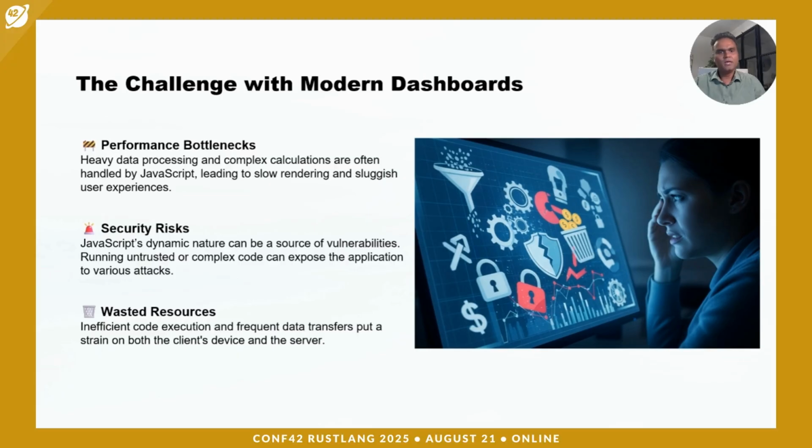Security risks. JavaScript's dynamic nature can introduce vulnerabilities. Running complex and sometimes untrusted code in a browser opens the application to various attacks. Wasted resources. Inefficient code and frequent data transfers create a heavy load on both the client CPU and the server, wasting valuable resources. So the question is, how do we solve these problems without sacrificing the flexibility and richness of the modern web? The answer is the perfect partnership.